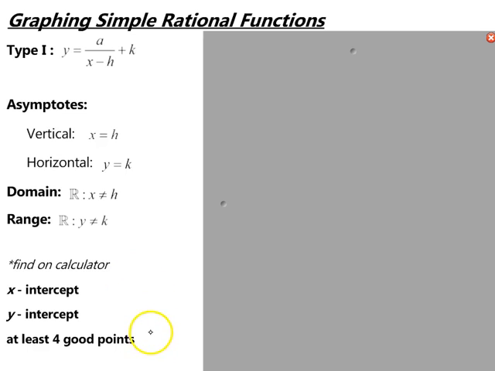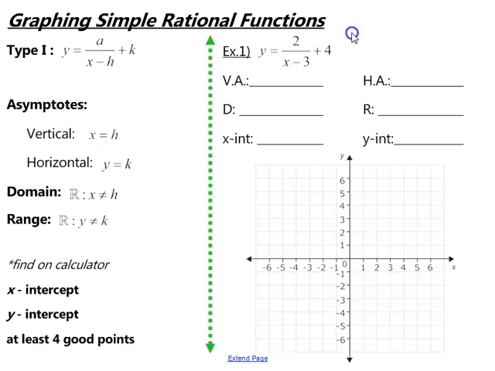So to get this information, we're going to take it off the calculator, just like we did before. You're going to graph the function in y equals, and then we'll calculate the zeros of the function. And you can also calculate the value where x equals 0 to find the y-intercept, and use the table to find at least 4 good points to plot on your graph. So let's go ahead and walk through one example.